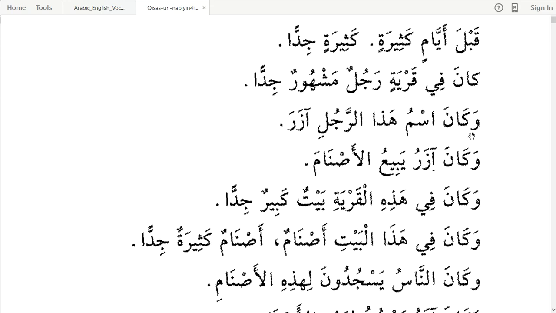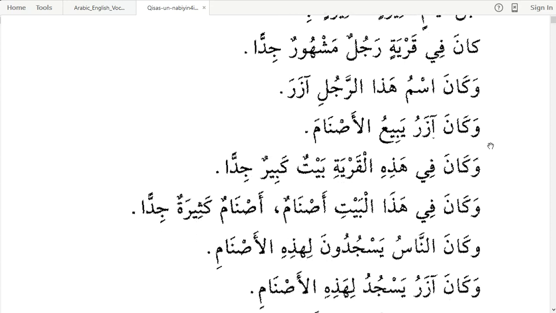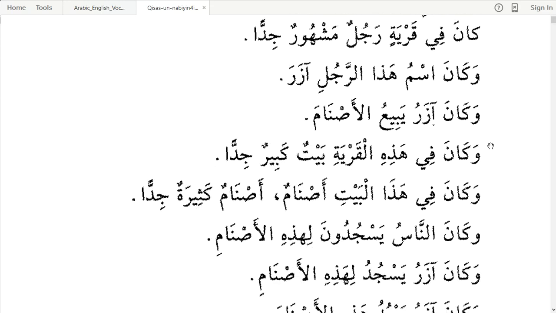وكان اسم هذا الرجل آزر. I'll try to read all the i'rab as well, so it helps you inshallah to recognize that. So وكان اسم هذا الرجل آزرا. So the name of this man was Azar. Okay, the name of this man was Azar.